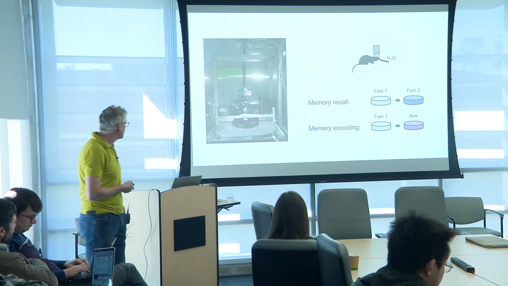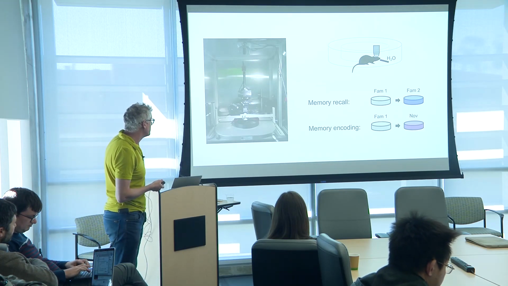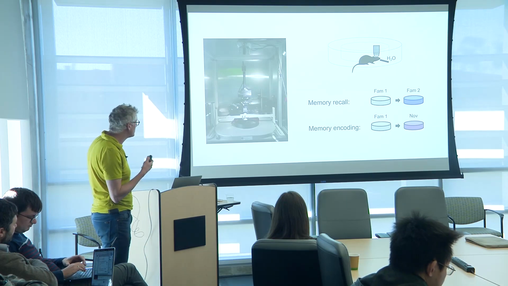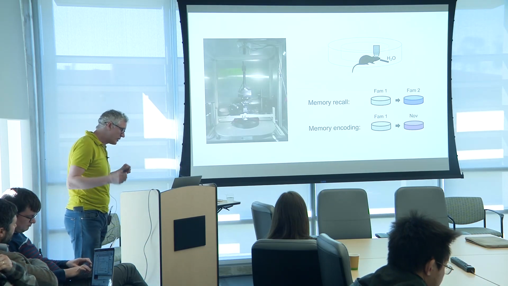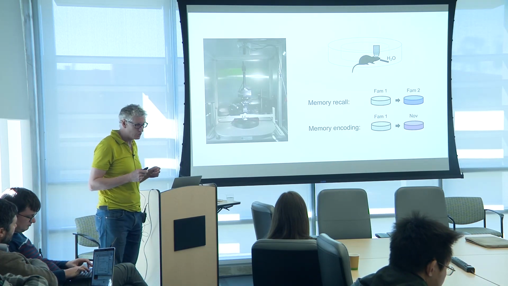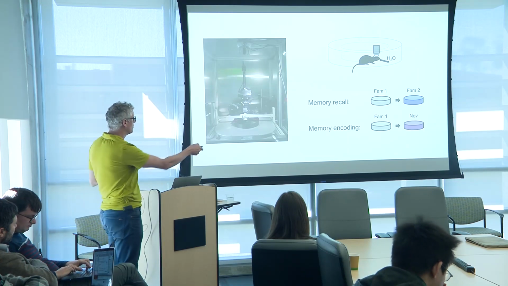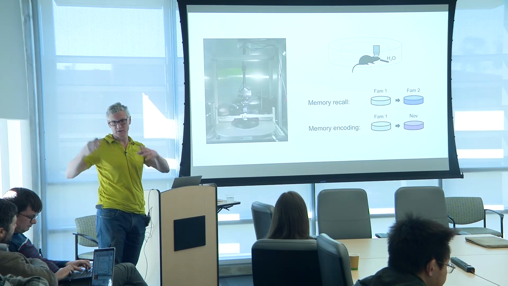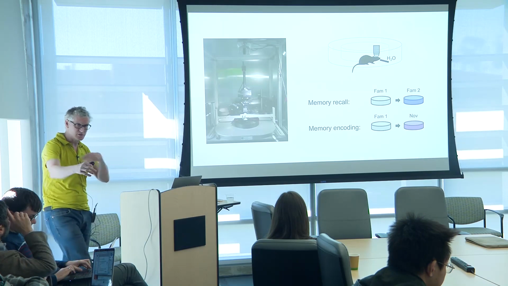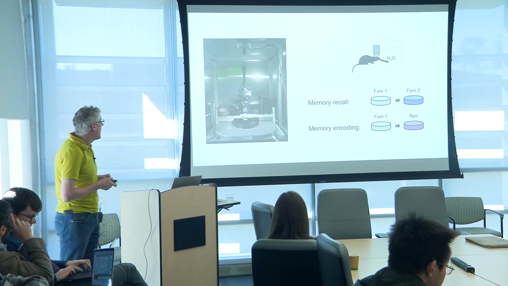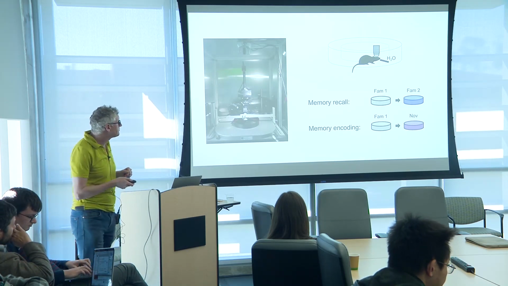Now, as I've mentioned, we can separately look at memory recall and memory encoding. So in this one week of training, we train the animals on two environments. We call them FAM1 and FAM2. We just have different carbon fiber enclosures that they can go in and out of. This is an example of one of them.